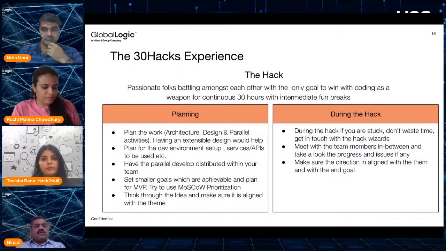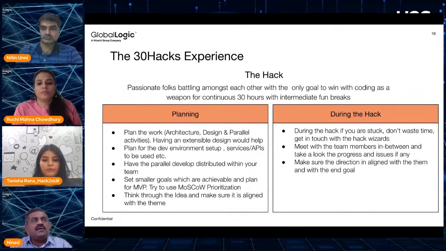So as we talked, there are different phases, right? First is the planning stage, which starts well early, and that is very key. I won't read through the points one by one, but you have to plan your work in terms of how you are architecting, how you are designing, and what parallel activities you achieve in that stipulated time. You may have a bigger idea in general, but that might not be possible, right? So you have to plan how you cover an MVP, and also make sure that your design is extensible.